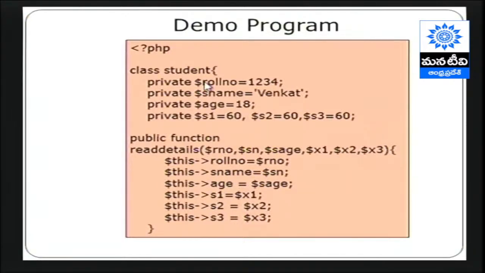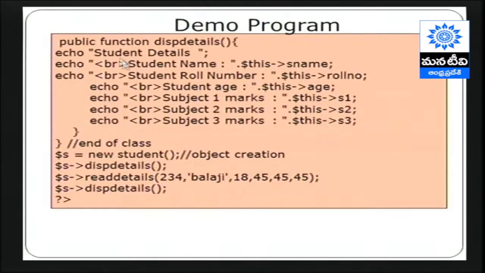So here these will be the default values. If you create an object of this particular class, these members will be initialized with these values by default, even though we have not written any constructor. Whereas if you use this function, it will assign the values that we have given here.